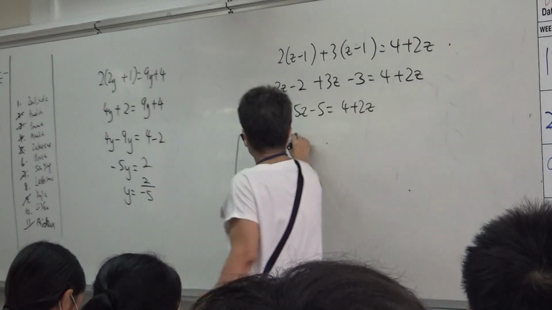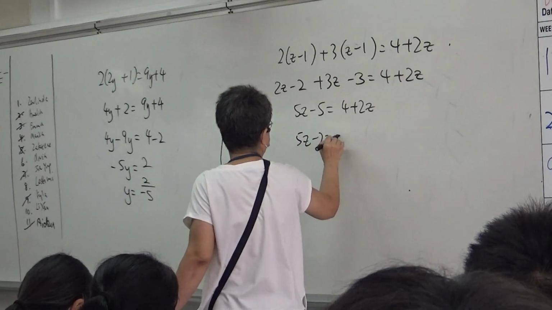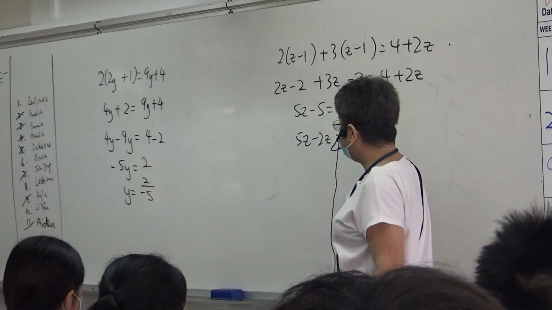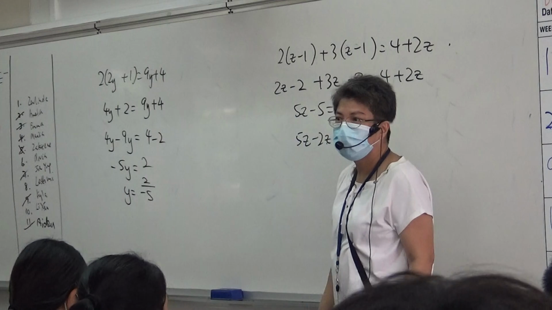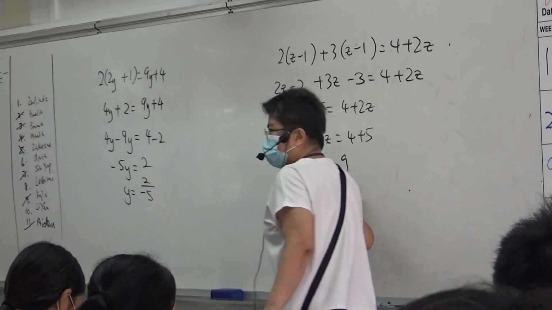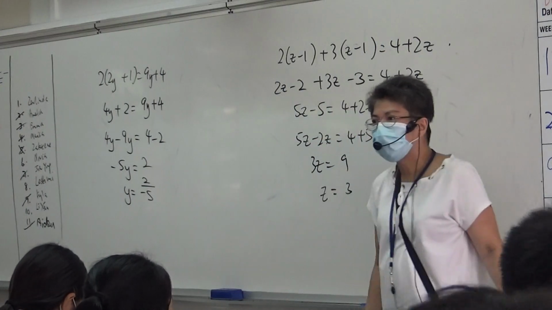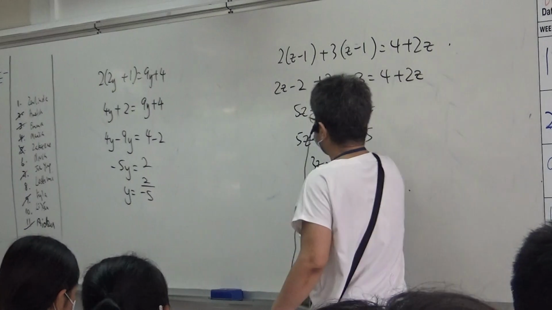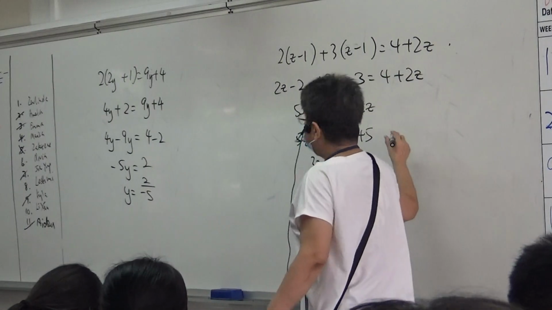This one becomes 5z minus 2z equals 4 plus 5. What's 5z minus 2z? 3z. 3z equals 9. z equals what? 3, right? How do you get 3? 9 divided by 3. Now, do you know why I write z this way? Some people will do like that.